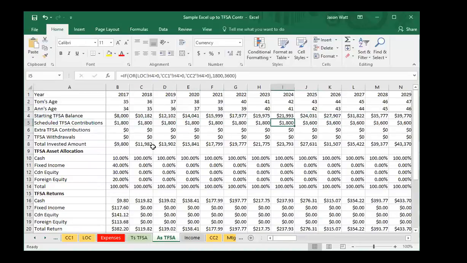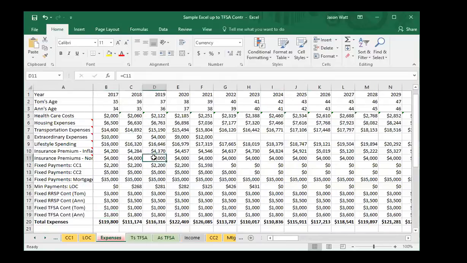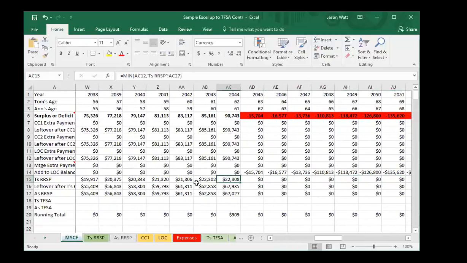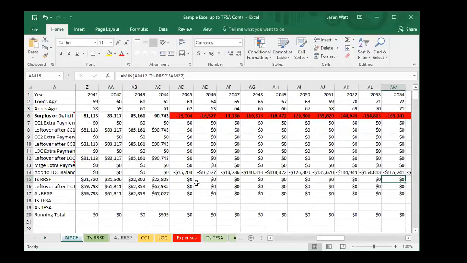And what happened here, because I made my expenses dependent on those scheduled TFSA contributions, I don't have to do anything else too fancy here. My total expenses are going to increase when I have more money going into the TFSA, and that would have the domino effect, that I don't even have to worry about, of influencing everything that happened on my multi-year cash flow. And you can see where this gets pretty fancy now in terms of what we're accomplishing.